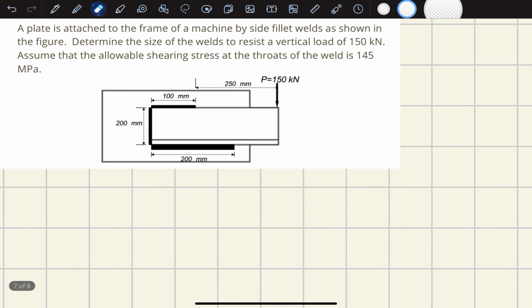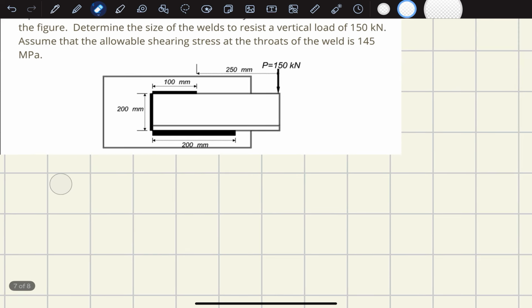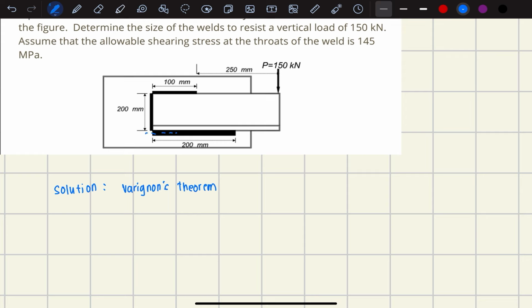So yung una natin gagawin dito class is to locate the centroid using the Varignon's theorem. So, mag-assign muna kayo ng reference. So, yung X reference ko is nandito sa bottom. Pero, pwede naman kahit saan siya. Kahit nga sa taas. So, sa akin, dito ko na lang sa bottom yung X reference. Then, yung isang reference natin is yung Y reference. So, dito ko na lang inilagay.